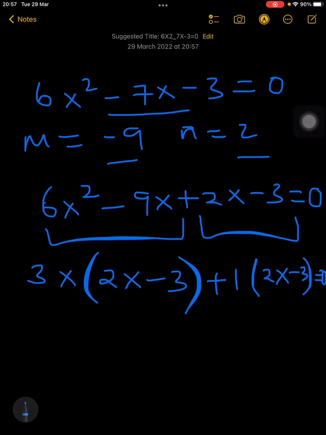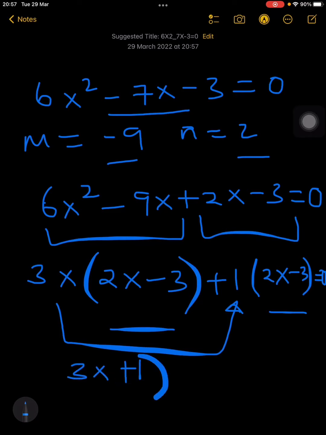As you can notice, this one and this one are the same. So we are going to have just one of them, and 3x and 1 forms another one. So we will have 3x plus 1 into brackets, 2x minus 3 into brackets is equals to 0. Now from here, it's easy to get the value of x.